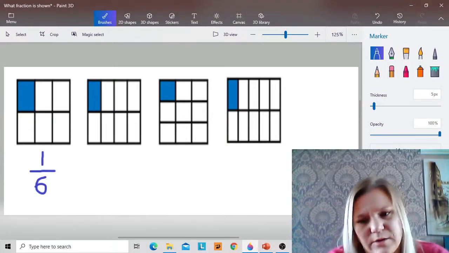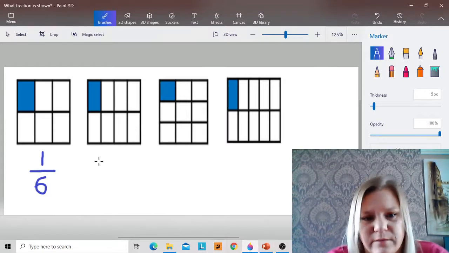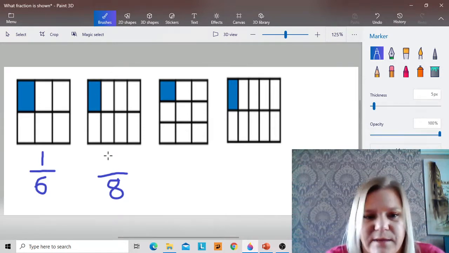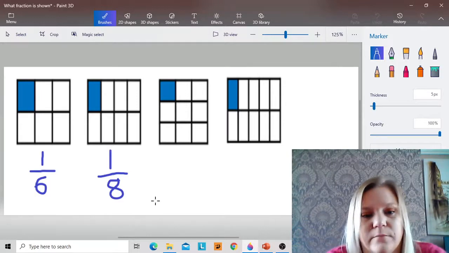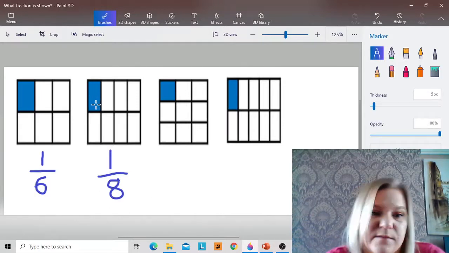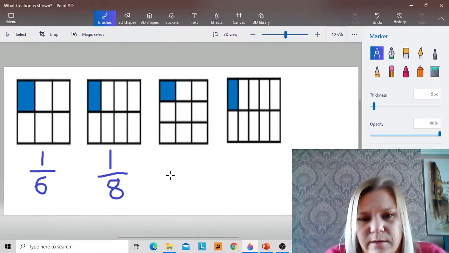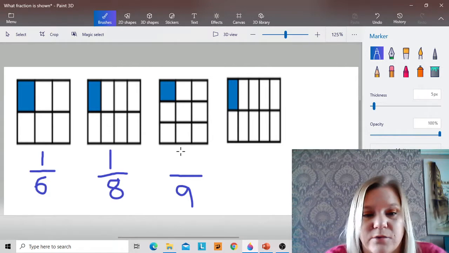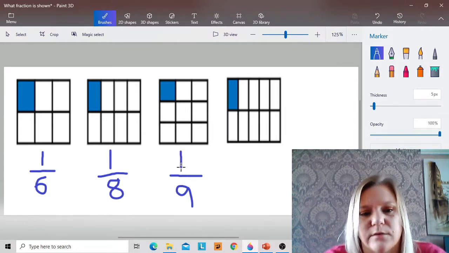Okay, so now you've had a little go, let's compare the answers. So if we have a look at this shape here, we can see that it's split up into 8 equal-sized pieces. So our denominator for the fraction is going to be 8. Imagine it as a chocolate bar. That chocolate bar has been split up into 8 equal-sized pieces. And one of those pieces has been eaten. This one here has been split up into 9 equal pieces. So we should have a 9 as our denominator, and our numerator equals 1, because one part of that has been shaded.